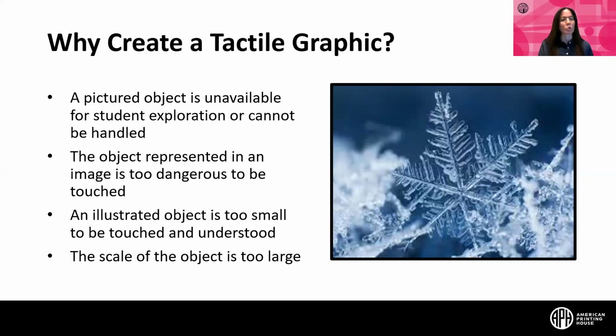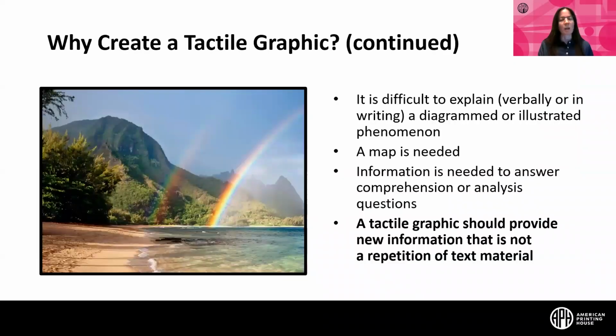Maybe the scale of an object is too large, so the opposite, like a skyscraper or the solar system, or the Earth's inner layers. Sometimes a diagrammed or illustrated phenomenon might be difficult to explain, either verbally or in writing, like a rainbow, or a collision of tectonic plates, or the parts of a human heart. Sometimes we need a map for a route between 2 points, or maybe a student needs to understand the shape of an intersection or a store layout. Sometimes a print graphic can't be described without giving away the answers to comprehension or analysis questions, and in cases like that, a tactile diagram might be needed.